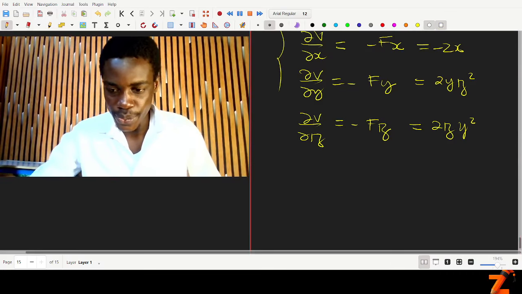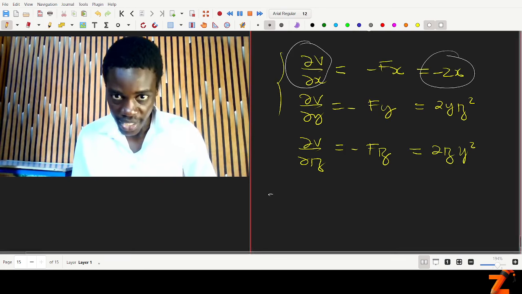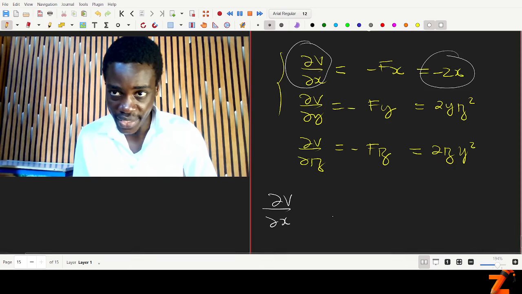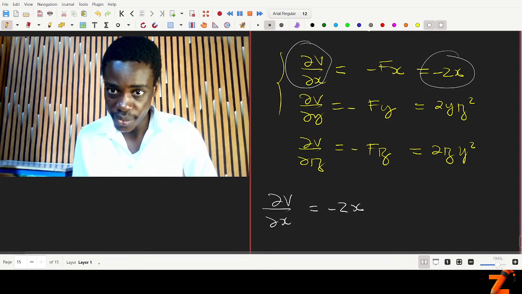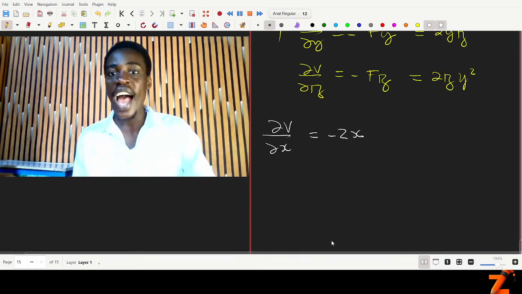Is very good. So what is the method? The method here is to take the first equation. Okay, I take the first equation. The first equation is the derivative of v with respect to x equal negative 2x. So with this expression, I will calculate v.